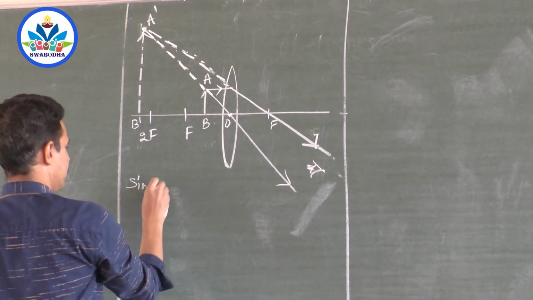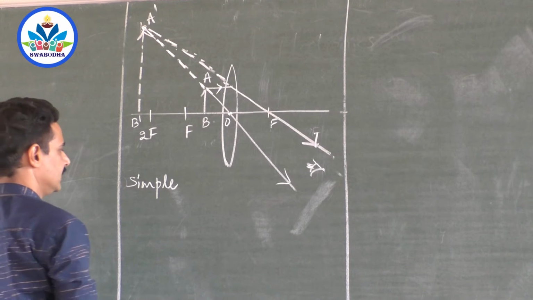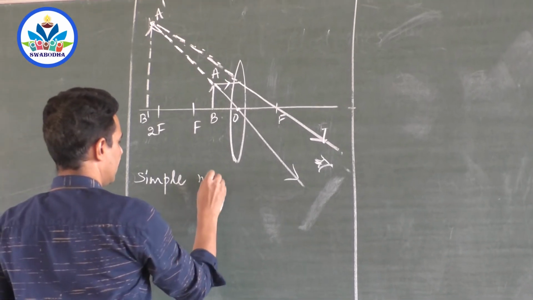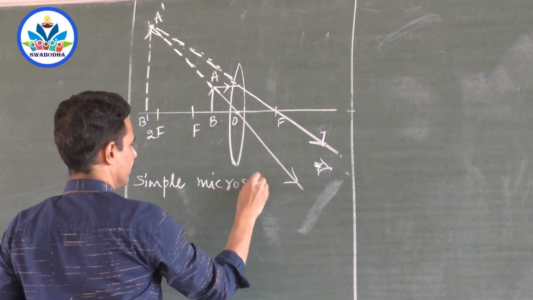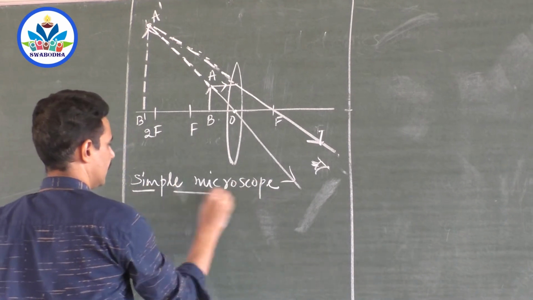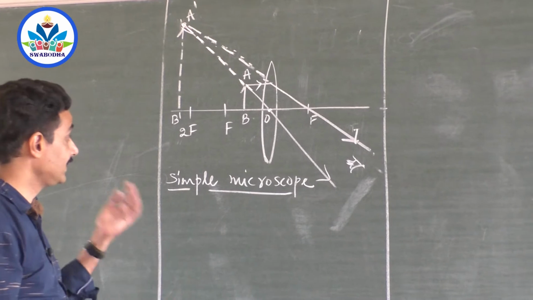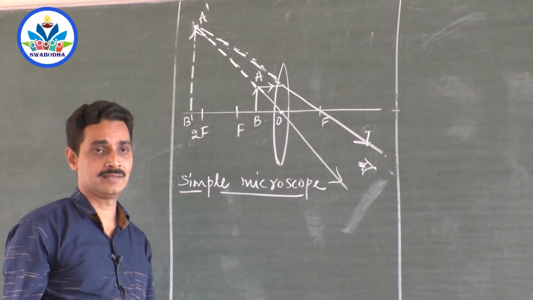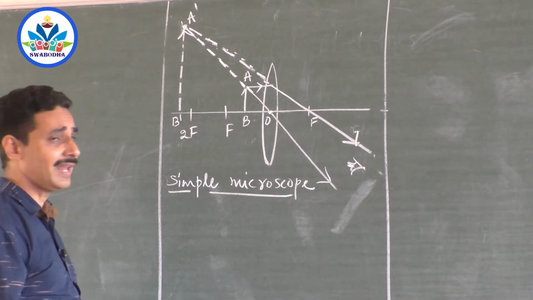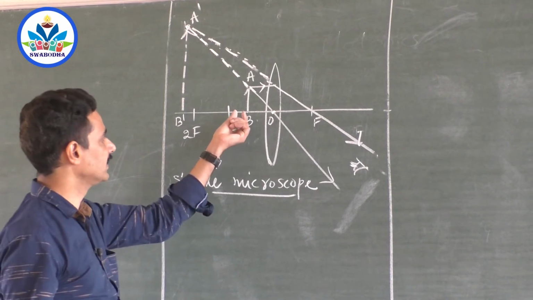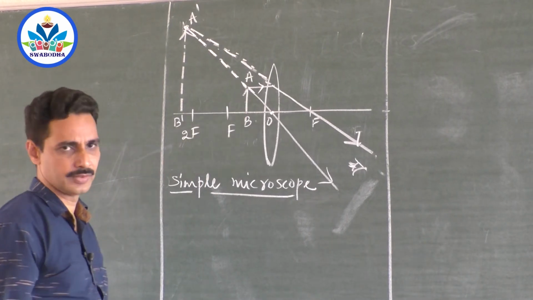So there are two types of microscopes that we deal with. One is simple microscope and another is compound microscope. Now, how much enlarged image is formed? This is one way of getting an enlarged image. Now, if you want a still more enlarged image, what you have to do is bring the object closer and closer to the focus.